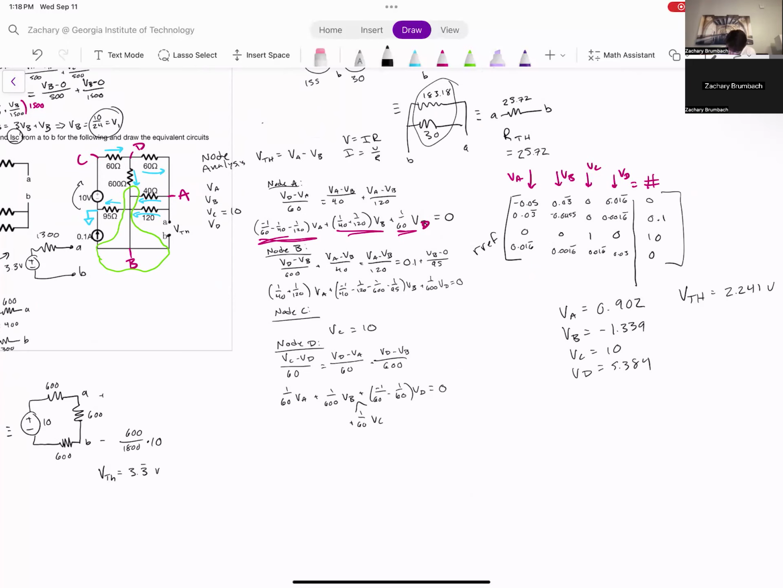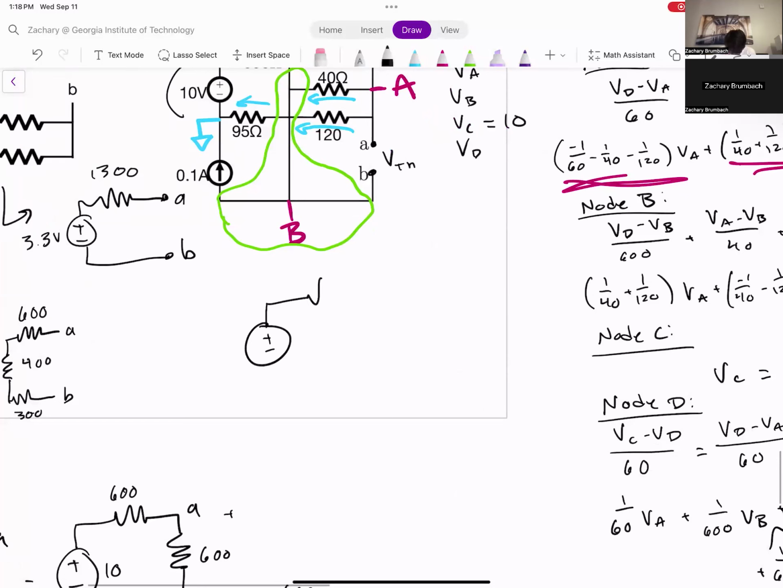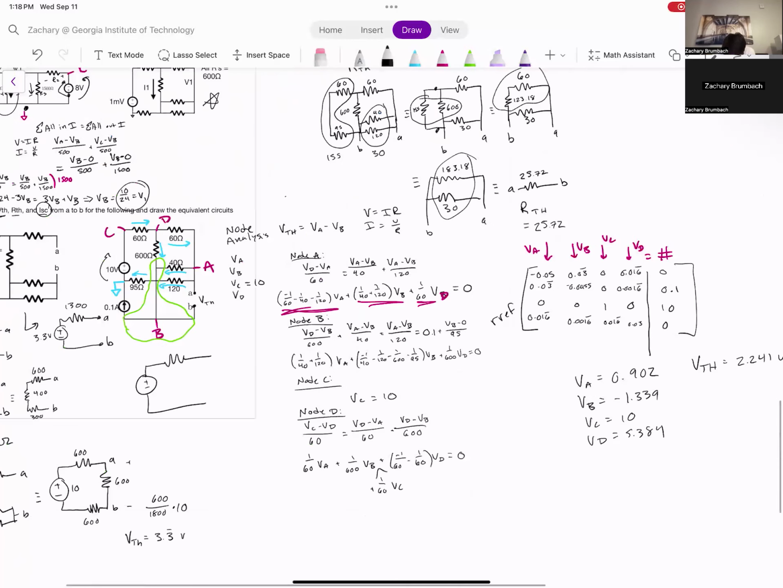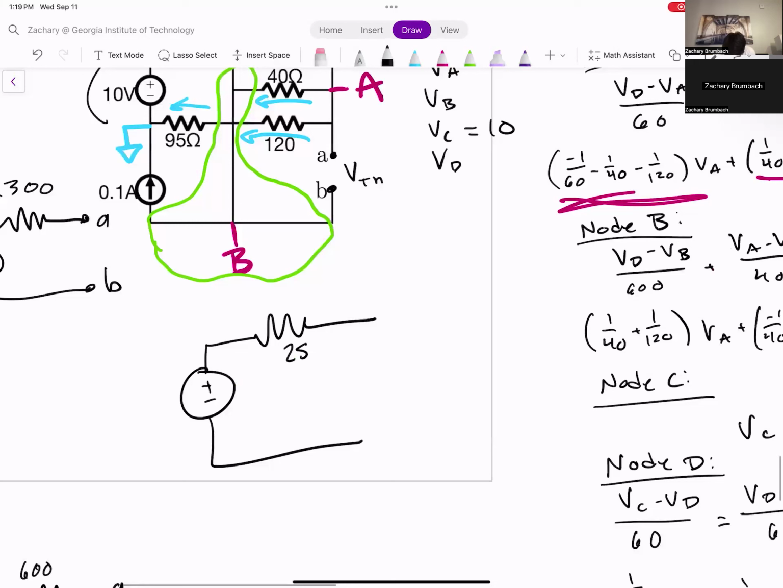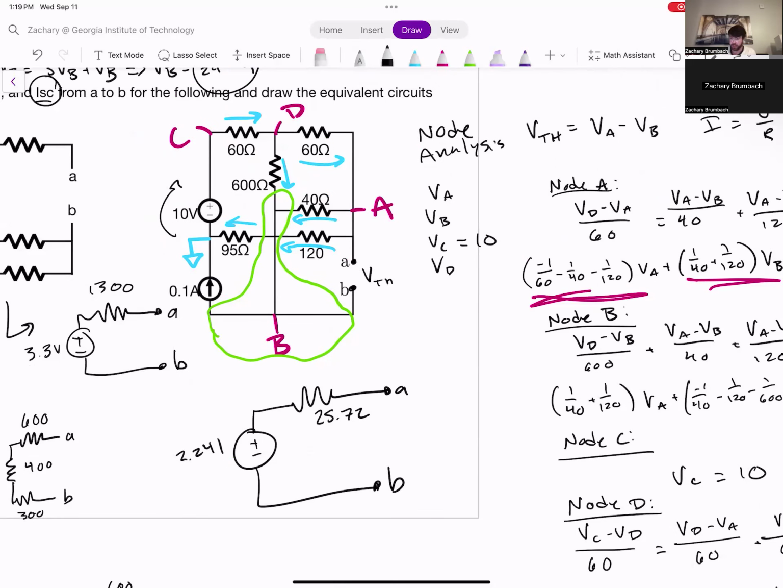So, to redraw this equivalent circuit, instead of all of that mess, if we don't want to analyze it again, what we can do is make this a 25.72 ohm resistor in series with a 2.241 volt voltage supply. All of that just to get it so we have a voltage and a resistor with respect to A and B. And that's it.